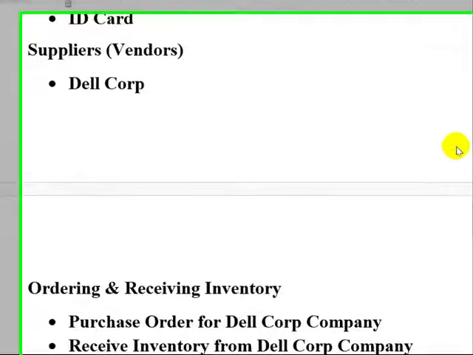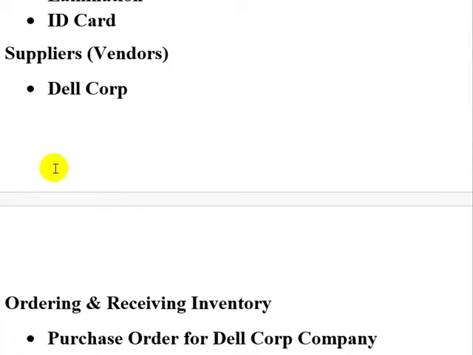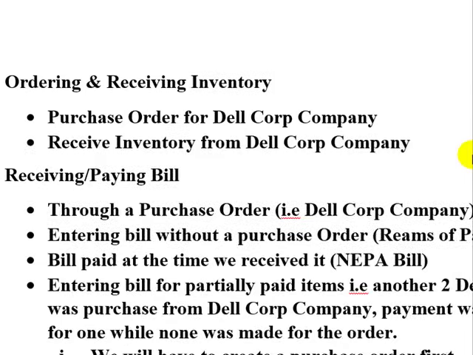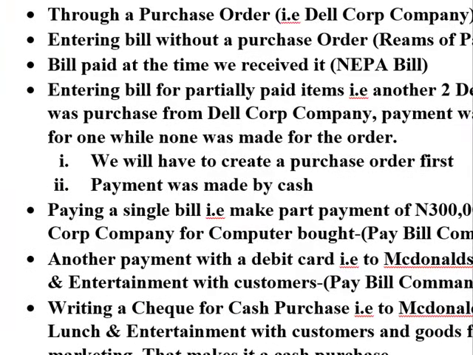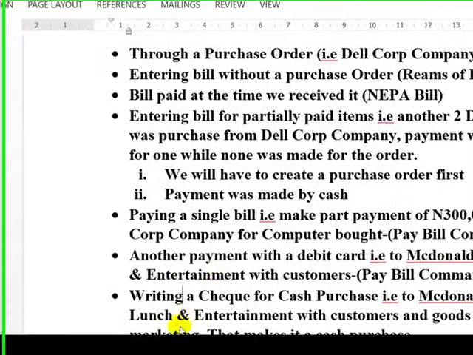What we did earlier was we looked at ordering for inventory and receiving the inventory, and making payments for the inventory by bills. Now, we excluded when we said writing a check for cash purchase by McDonald's. We did this, but actually we didn't use that particular command.